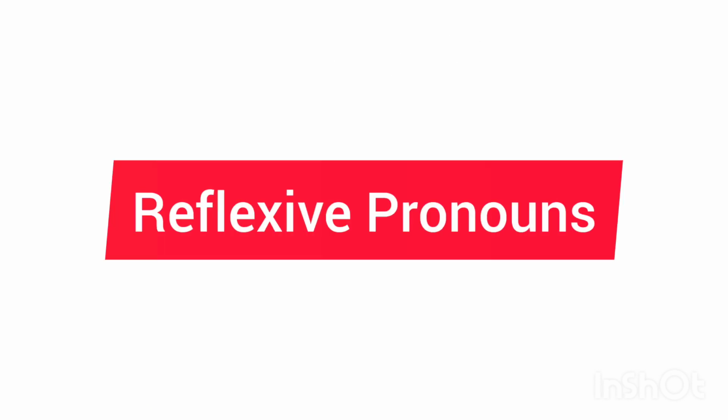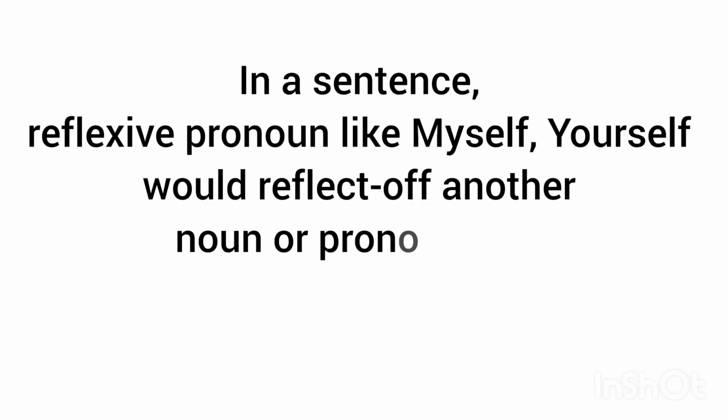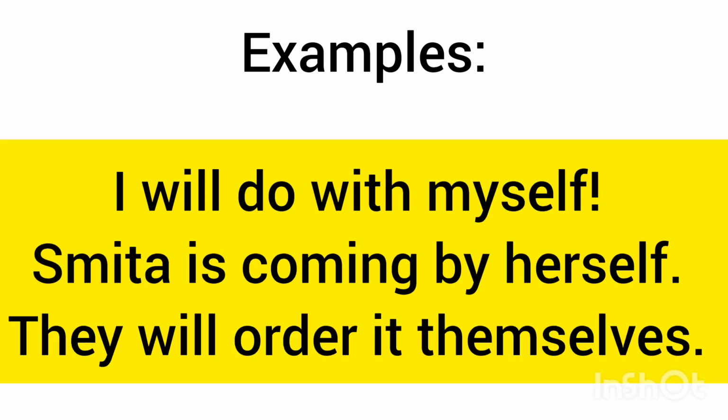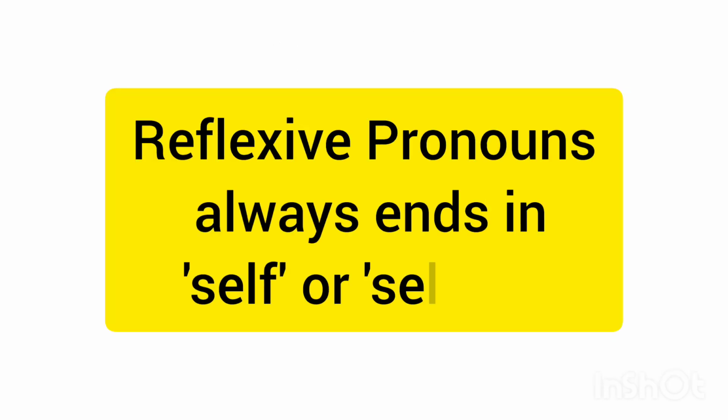And just so you know, reflexive basically means like a mirror. So, in a sentence, a reflexive pronoun like myself, yourself, themselves would reflect off another noun or pronoun that means the same thing, or when a thing acts on itself. Like, I will do it myself. Smita is coming by herself. They will order it themselves. Yes, they will always end in self or selves.